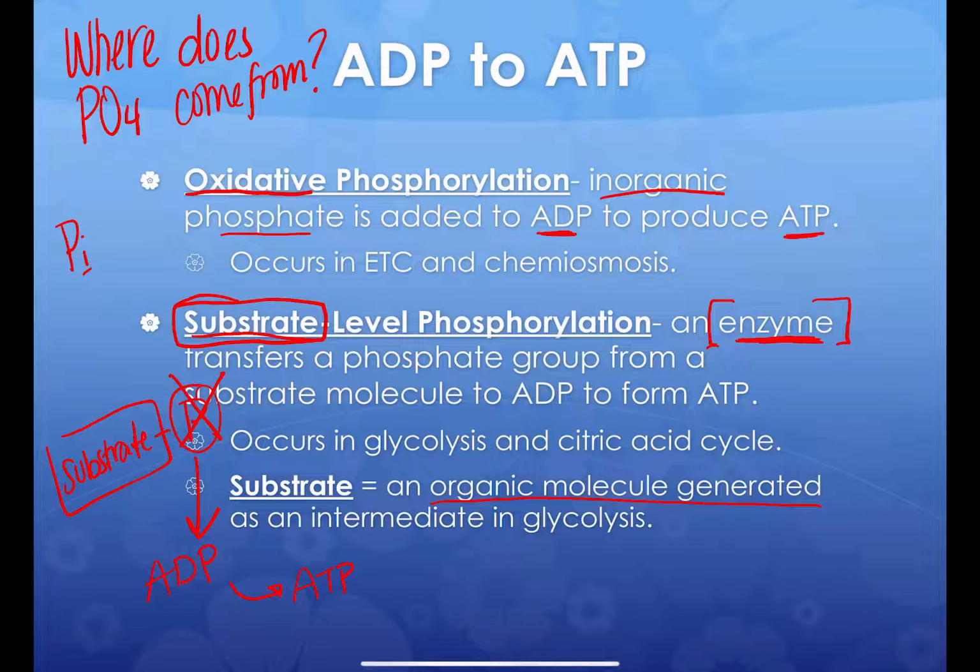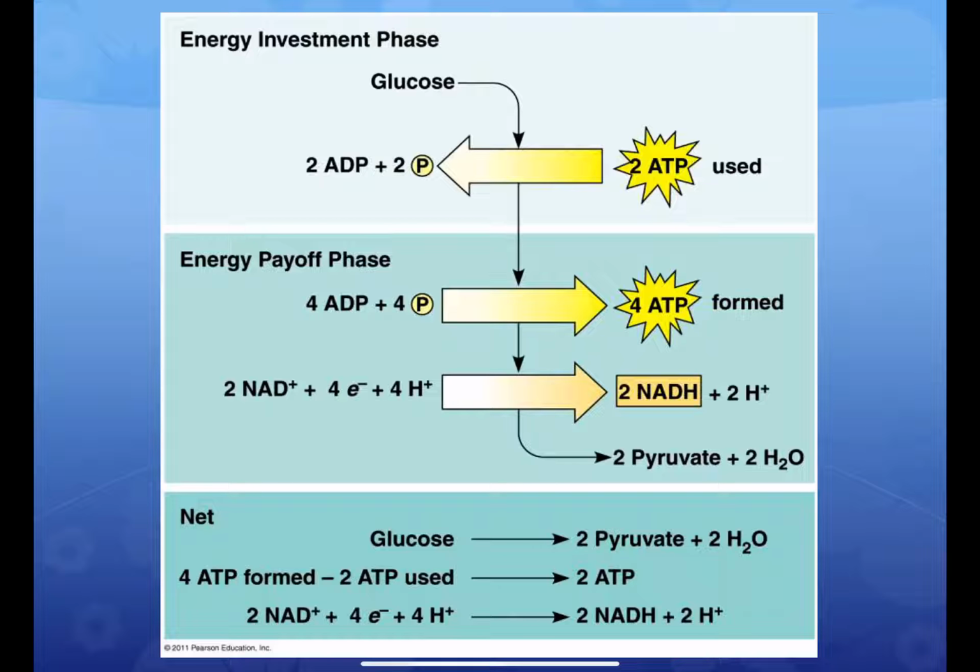But the difference in oxidative phosphorylation and substrate level phosphorylation is where the phosphate comes from. Oxidative phosphorylation happens in the electron transport chain and in chemiosmosis. Substrate level phosphorylation happens in glycolysis and the citric acid cycle. Okay? So sometimes cellular respiration is viewed, specifically glycolysis, as an investment.